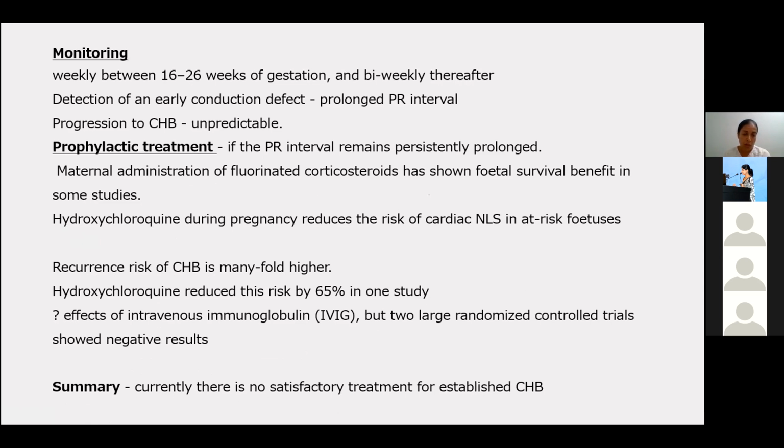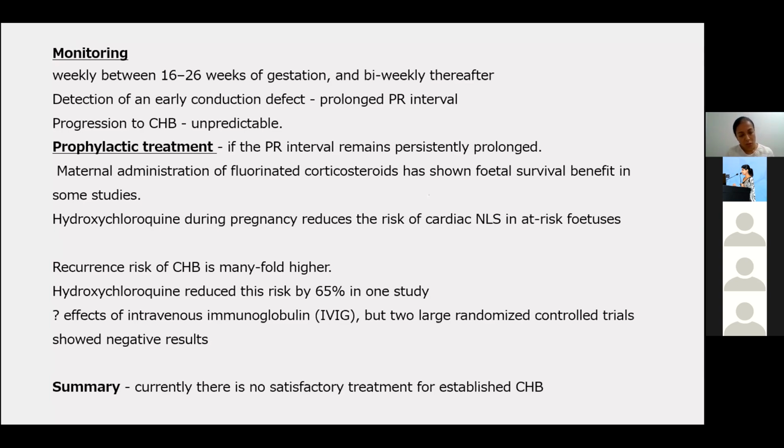And if there's a detection of an early conduction defect like a prolonged PR interval, the progression to complete heart block is unpredictable. The prophylactic treatments are given if the PR interval remains persistently prolonged. Maternal administration of fluorinated corticosteroids, that are dexamethasone and betamethasone, has shown fetal survival benefit in some studies. And hydroxychloroquine, which we all can use, reduces the risk of cardiac neonatal lupus syndrome in at-risk fetuses.